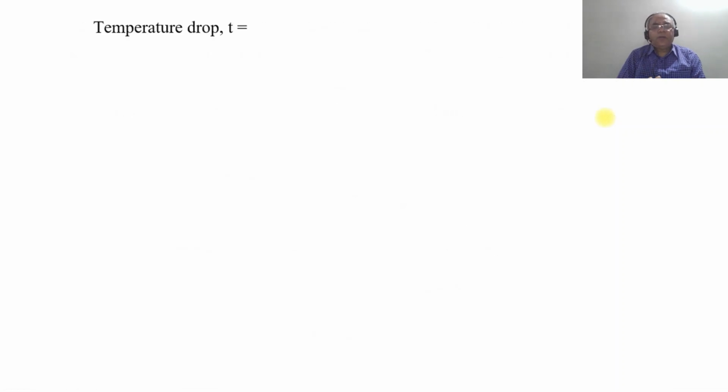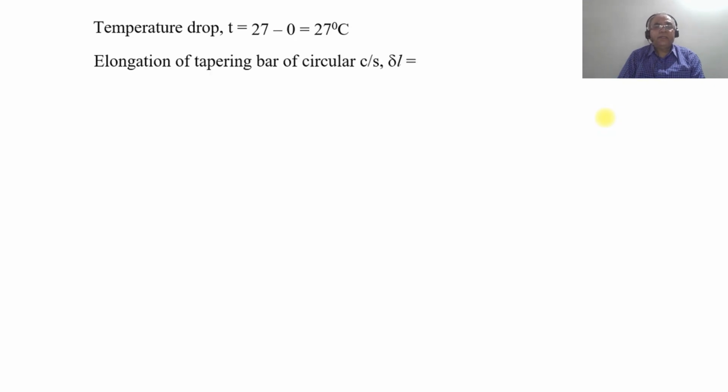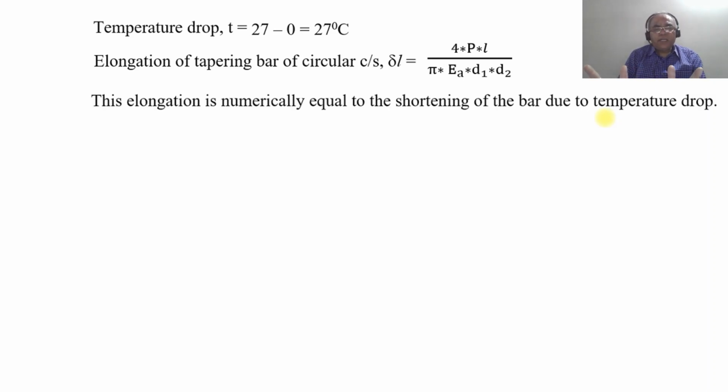Now, what is the temperature drop? Temperature drop is 27 minus 0, which is equal to 27 degrees centigrade. Elongation of a taper bar of circular cross section, delta L, is equal to 4 into P into L by pi into E into D1 into D2. This is the general expression. Since it is for an aluminium bar, it is 4 P L by pi into Young's modulus of aluminium E A into D1 into D2, where D1 is the diameter of the bigger end and D2 is the diameter of the smaller end. This elongation is numerically equal to the shortening of the bar due to the temperature drop.